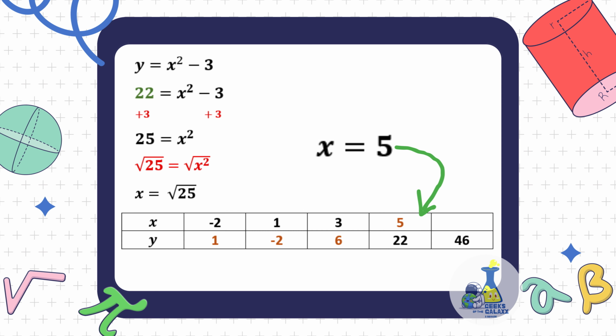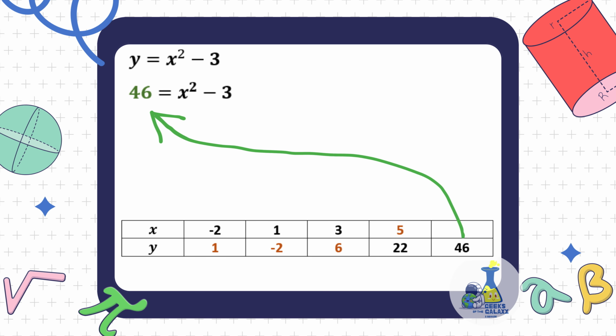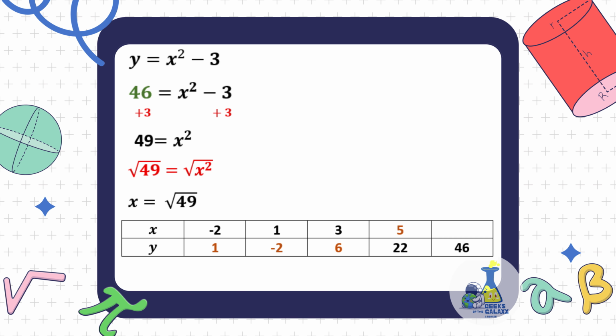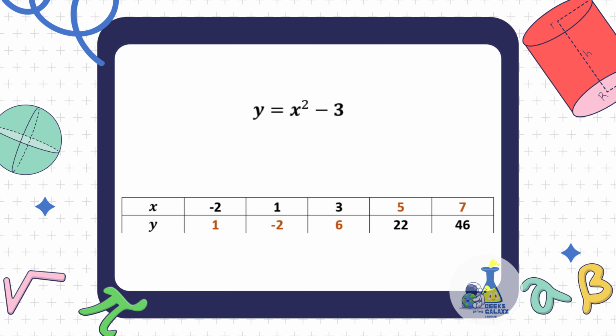Our last output value is 46, which we are going to again substitute into our equation. Our first step in getting x alone is to do the inverse of minusing 3. We plus 3 on both sides of the equation, which gives us x squared equals 49. Again, to get x alone, we do the inverse of squaring, which is rooting, and we apply this to both sides of the equation, and x equals the square root of 49, which is 7. Another table that we've successfully completed.